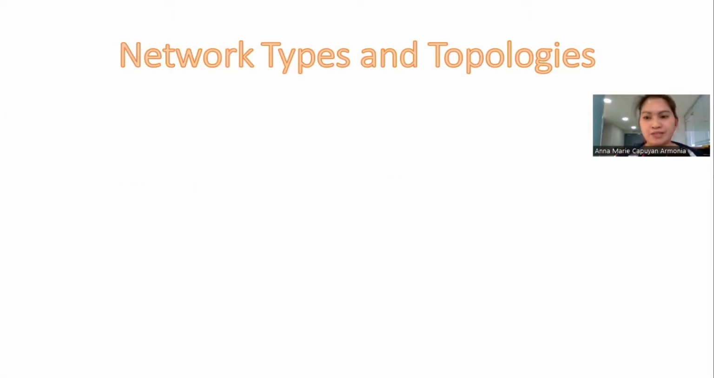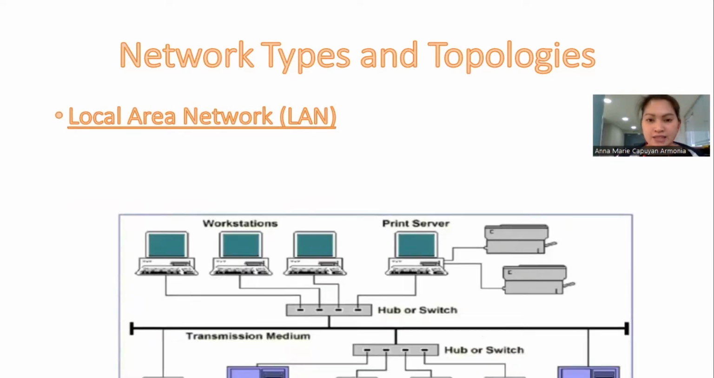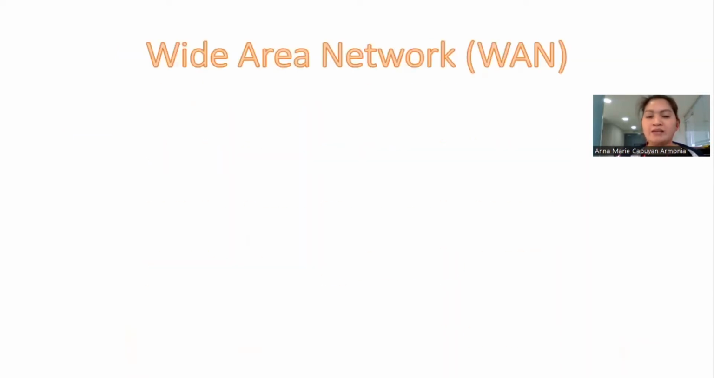Now let's proceed with our second topic, which is network types and topologies. So we have to discuss the three basic types of network. We have here the LAN, or local area network. The connection would look like this. This is the LAN, one of the basic types of network. Second one is the wide area network, or WAN.